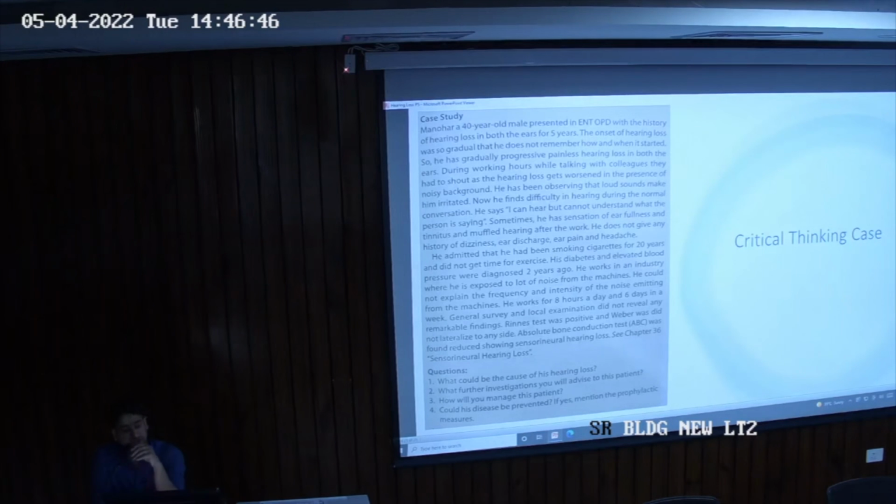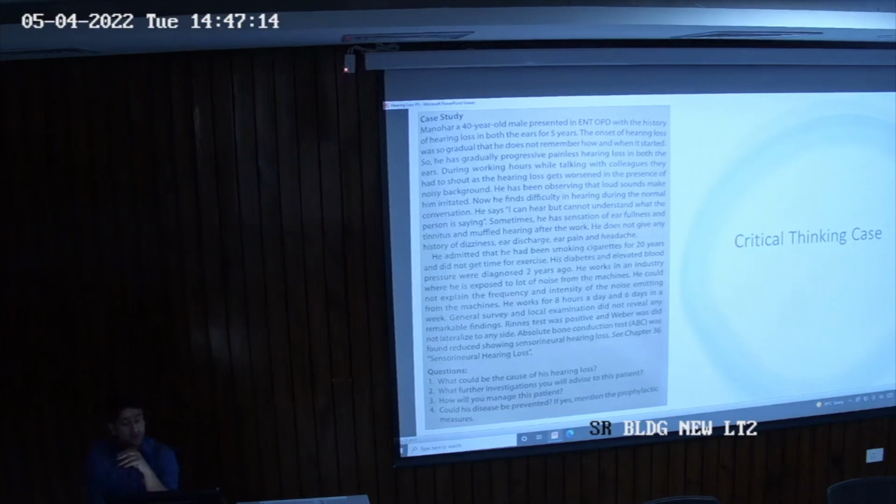General survey and examination does not reveal any finding. Rinne was positive. So Rinne positive we can get in 2 situations: normal hearing or SN loss. Weber did not lateralize to any side because we already read that it is equal. Bilateral था ना और equal था.